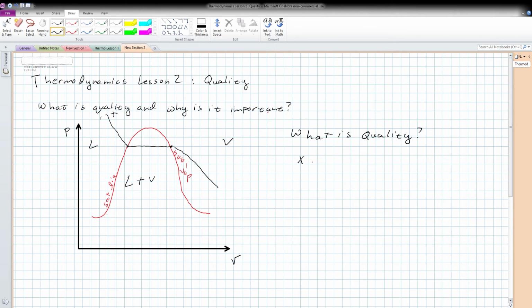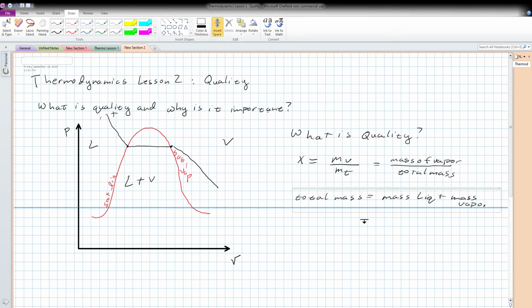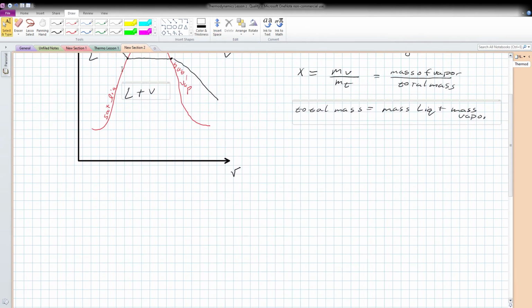Quality, the variable X, is defined as the mass of the vapor you have over the total mass. The total mass is composed of the mass of the liquid plus the mass of the vapor. So quality is just the percentage of vapor you have formed. For example, if I say my quality is 0.3, that means 30% of my total mass has turned into vapor, and that will tell you that I'm 30% along this line here. And I now know exactly where I am.